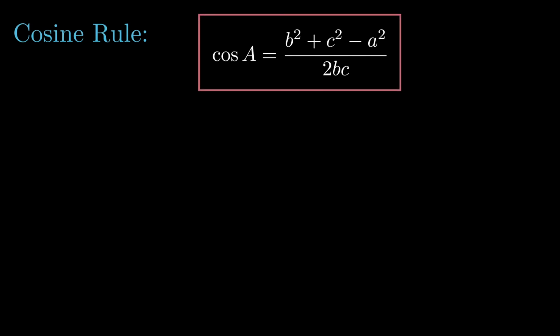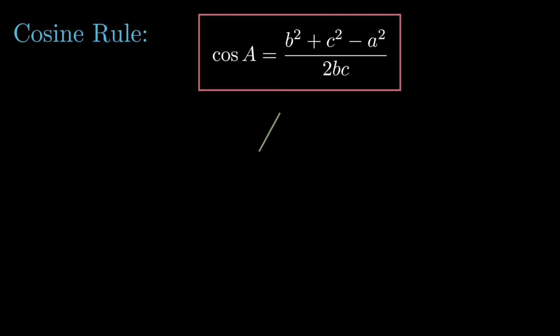In this video we are covering the cosine rule, and how to calculate the unknown angle of a triangle using the cosine rule. So the cosine rule is cos A equals b squared plus c squared minus a squared over 2 times b times c. So what is A, B and C?